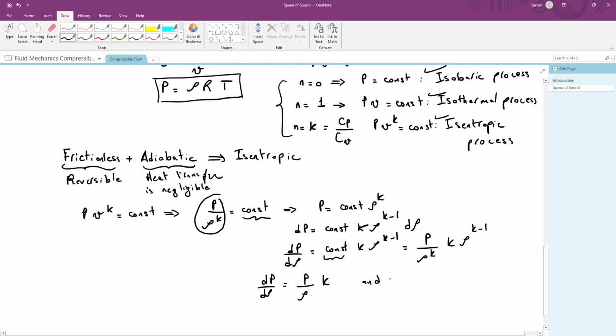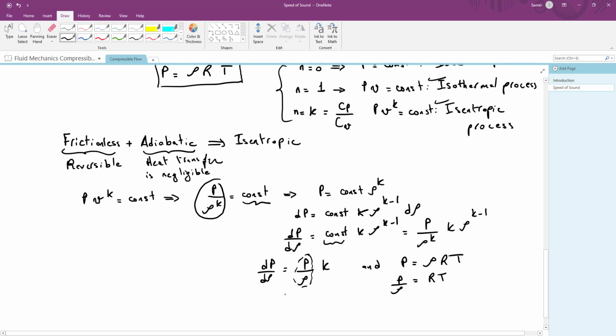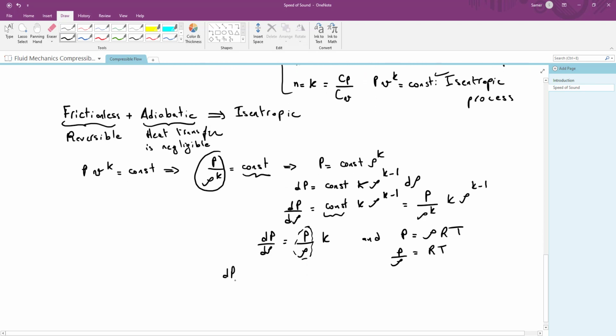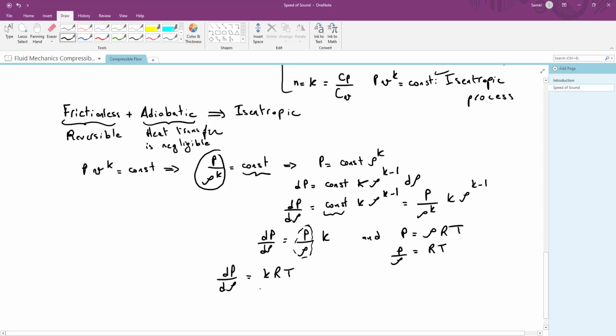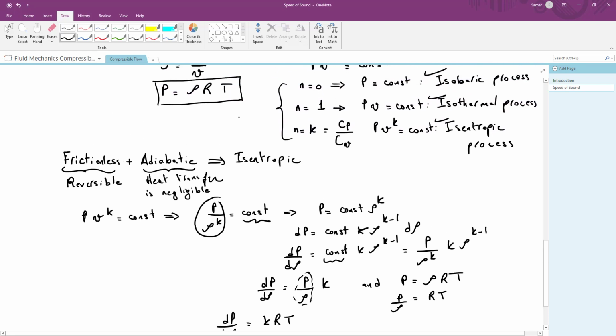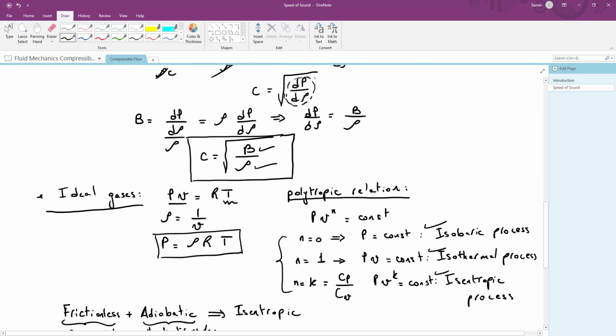And also, as we said, the ideal gas law, P is equal to rho RT. So P over rho in this case is RT. We replace this here by RT, and we will have that the derivative of P with respect to rho is simply KRT. So this is only valid for an isentropic process. And let's go back to our C, the speed of sound expression.